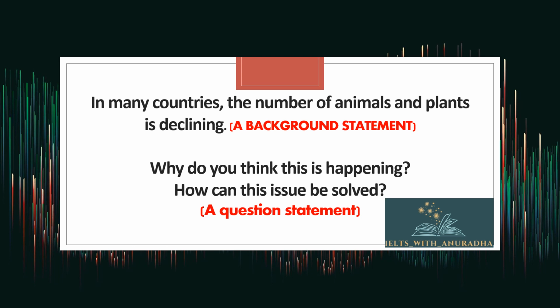As you can see from the question on the screen, in many countries the number of animals and plants is declining. Why do you think this is happening? How can this issue be solved? The introduction to IELTS Writing Task 2 is divided into two parts here. The first is known as the background statement, from which we will create a paraphrase, and the second is known as the question, from which we create a thesis statement.